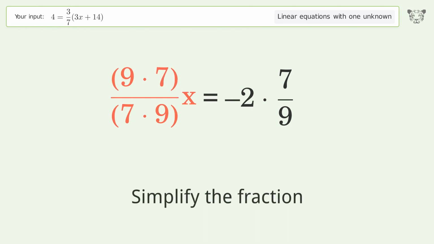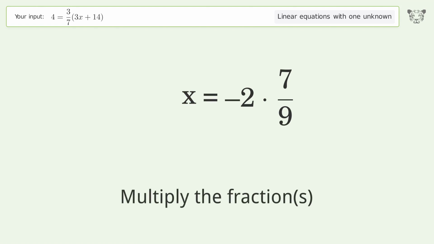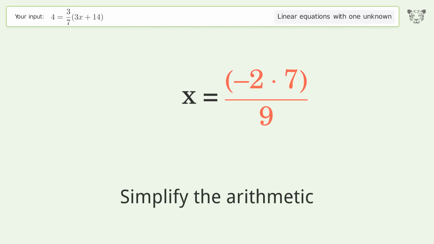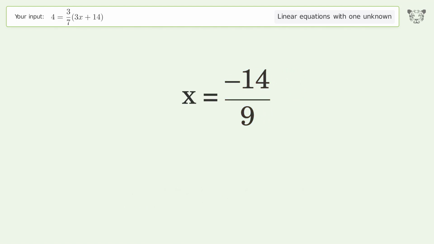Simplify the fraction. Multiply the fractions. Simplify the arithmetic. And so the final result is x equals -14/9.